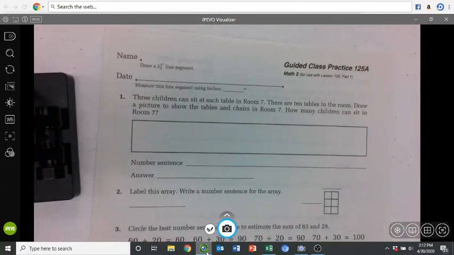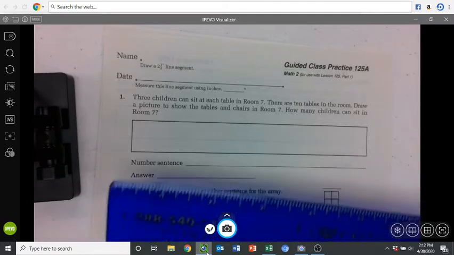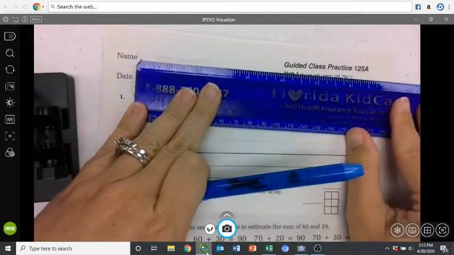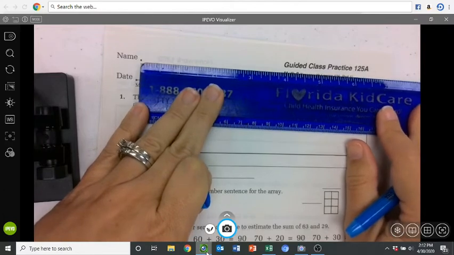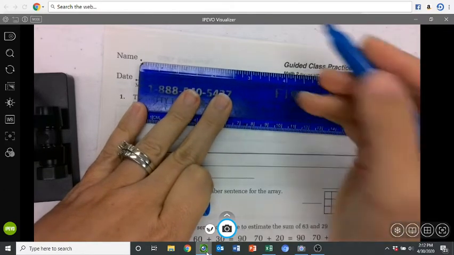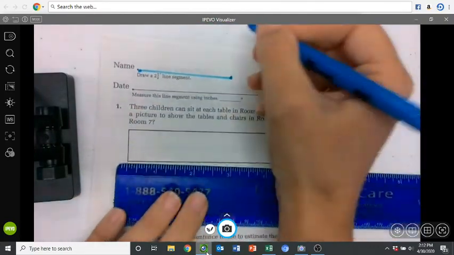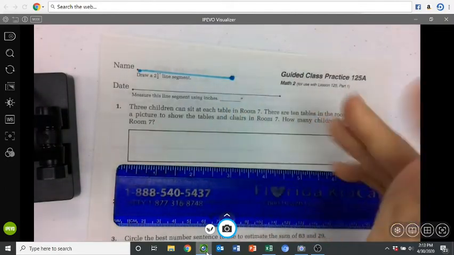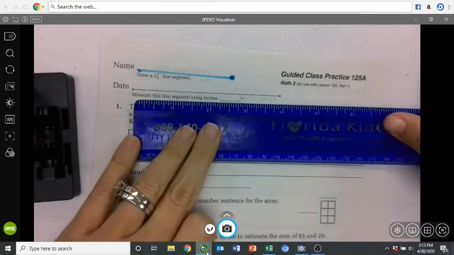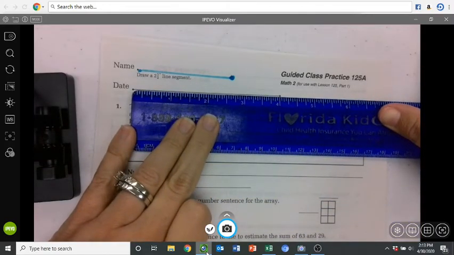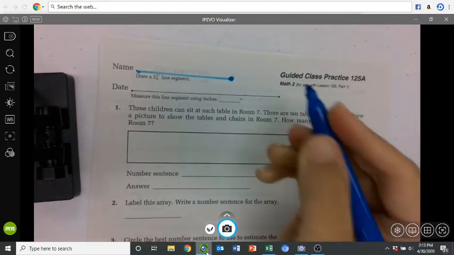Here we go. Here's our guided practice side A. We're going to draw a 2.5 line segment, and we are working with what? That's right, inches, not centimeters. Be careful. So I'm going to find my inches side, and I'm going to draw my line segment. I want to find that line that's halfway between my 2 and my 3. Start there, or stop there, whichever way you go, and make sure you put that point. Measure this line segment using inches. I got 4. What did you get? I hope you got 4 inches.